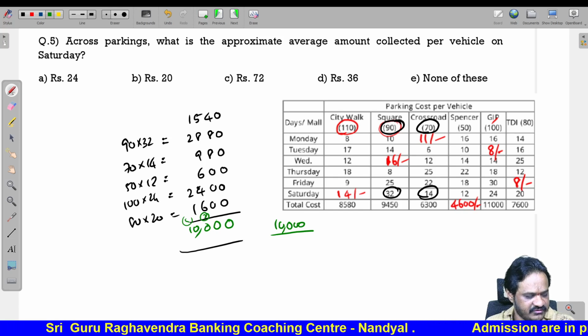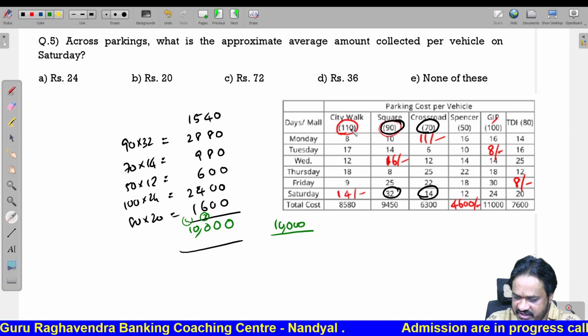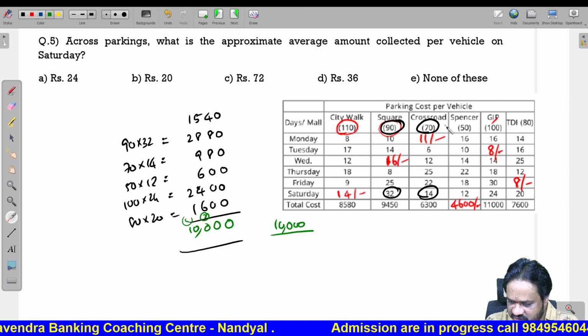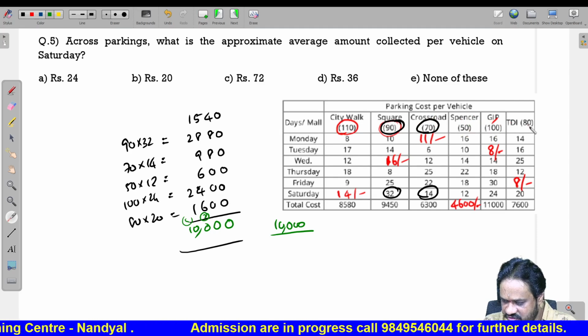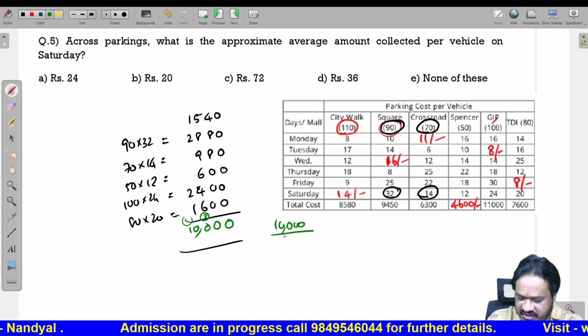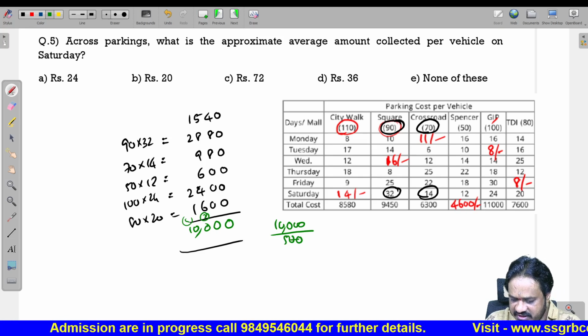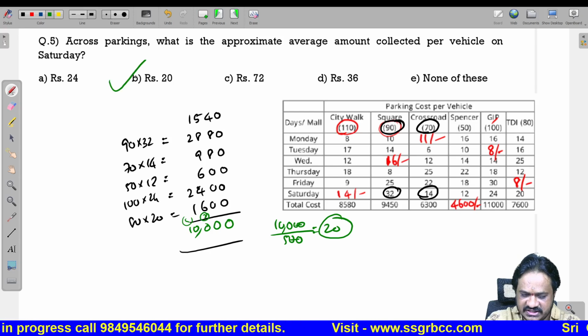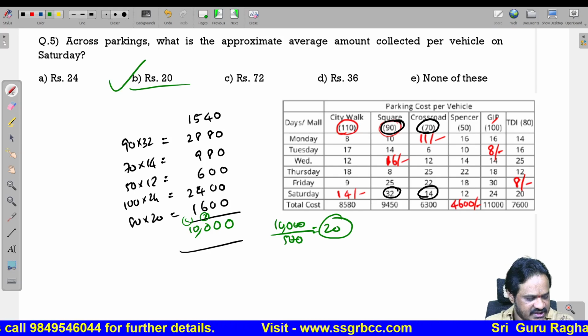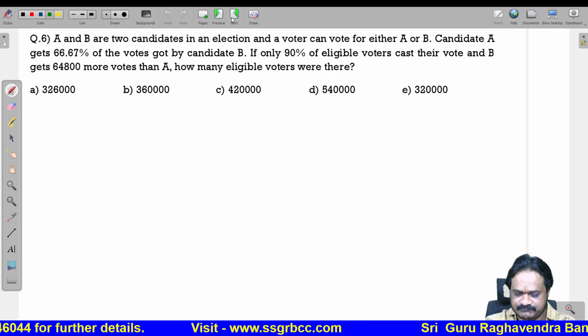Let us take the number of vehicles. 110 plus 90, 200. 200 plus 70, 270. 320, 420. Then 420 plus 80, 500. So you will get 10,000 by 500, that is 20. Answer is 20 rupees. Let us see the next question.